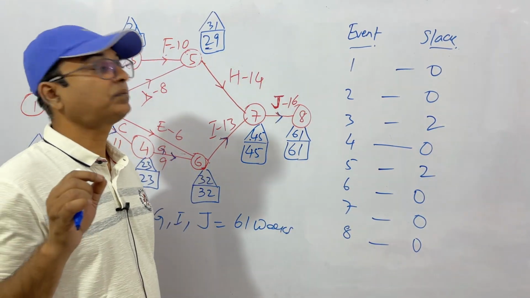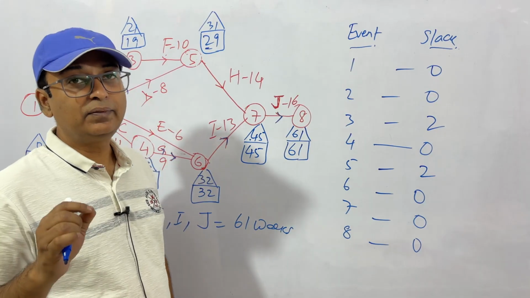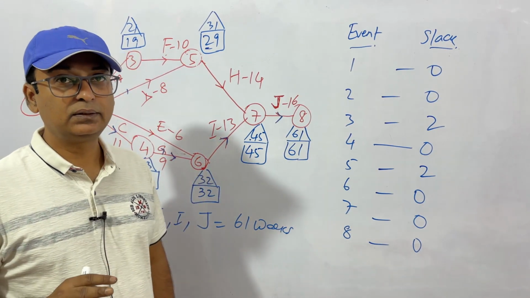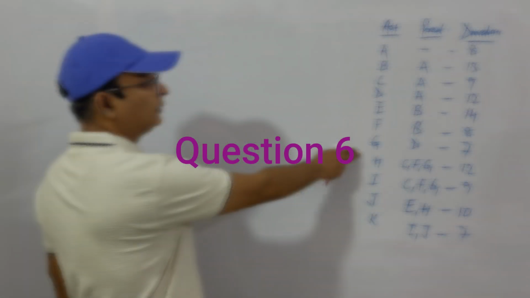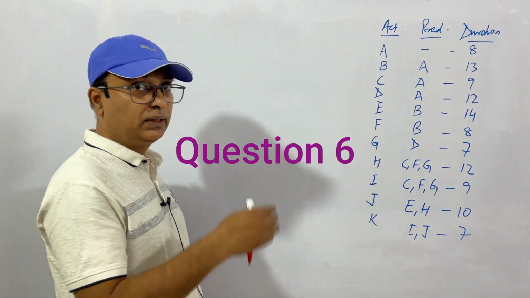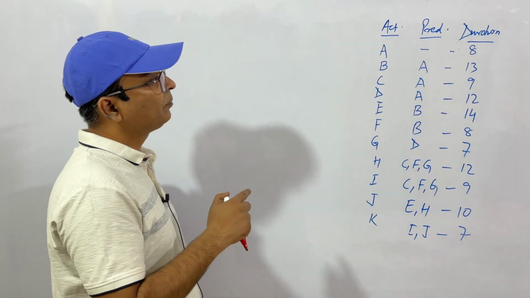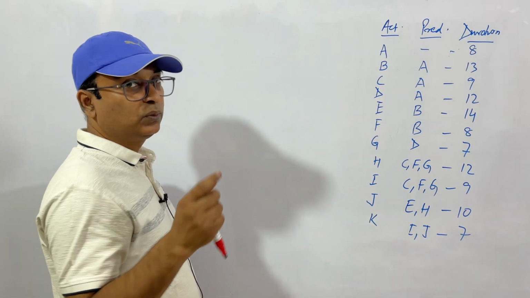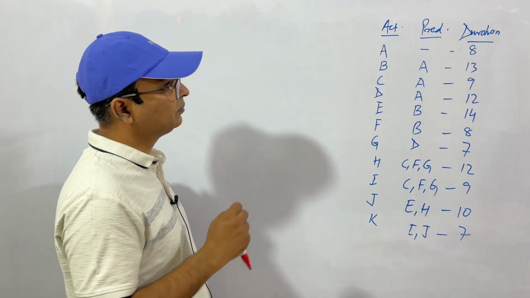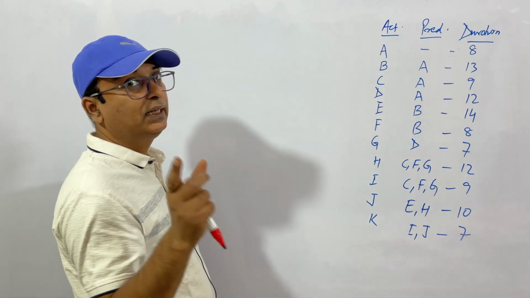Total float is for an activity and slack is for an event. And I told you how to calculate it. Okay. So we have this chart. We have to make a network model of this project. We'll find total float. You know what free float is? I have just solved this in the last example. So we'll find total float and we'll find slack.